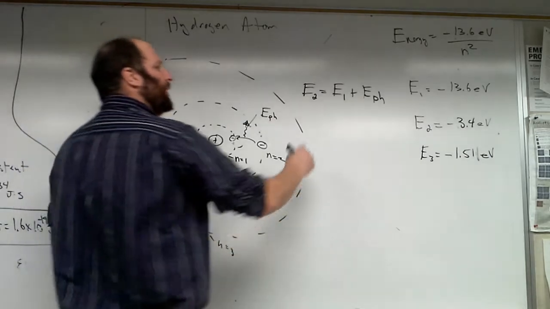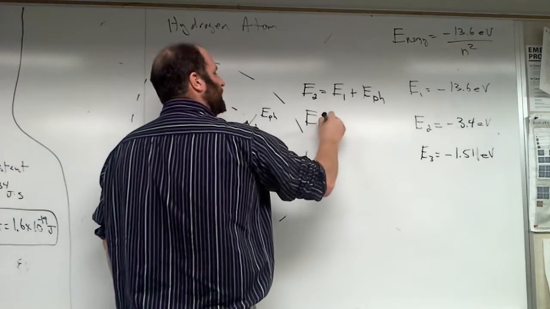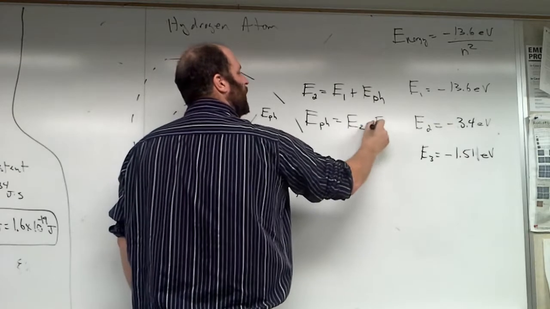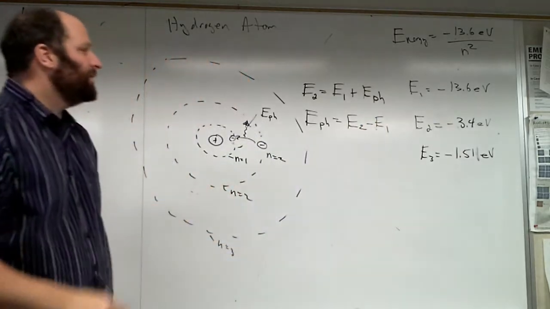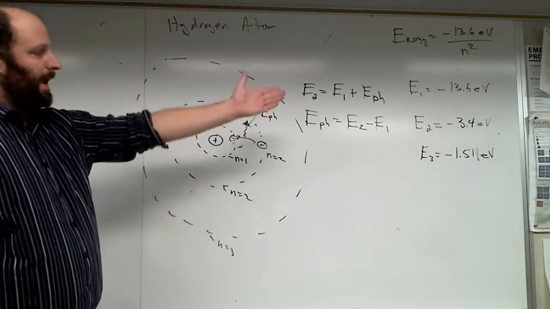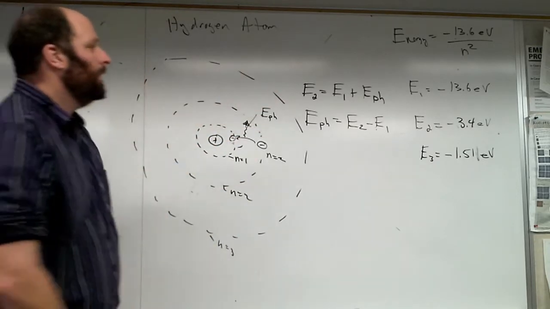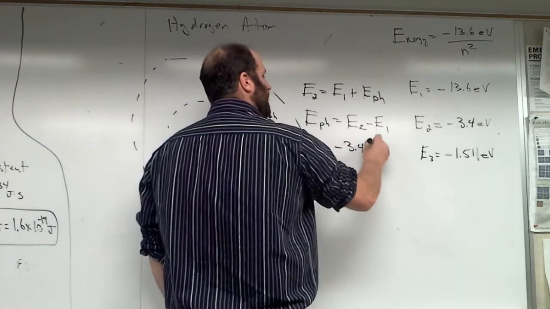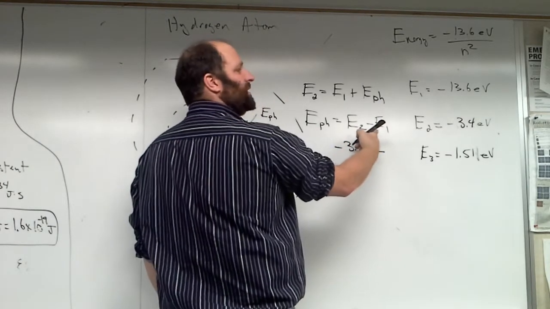So the energy of the photon is equal to the energy at state 2 minus the energy at state 1. Right? So the photon energy is equal to the difference in energy between these two states. I have these numbers already written up here. The energy at state 2 is minus 3.4 eV, minus the energy at state 1.